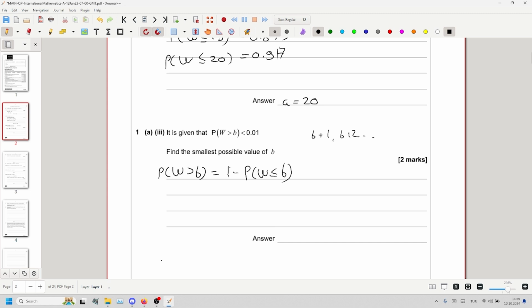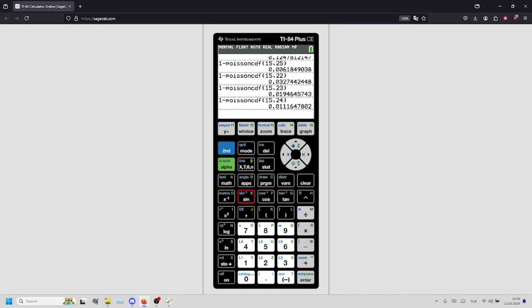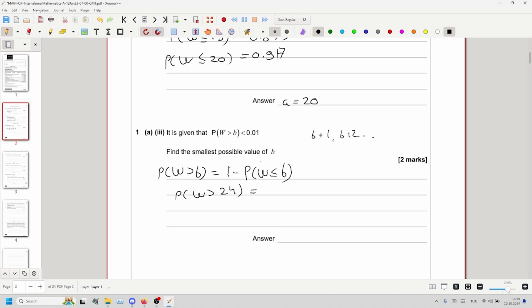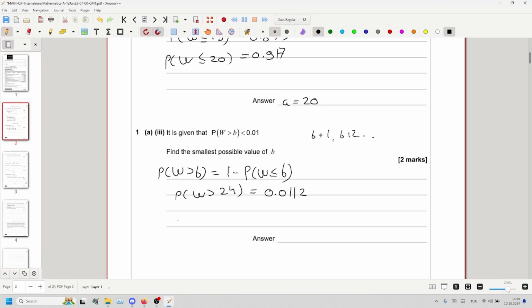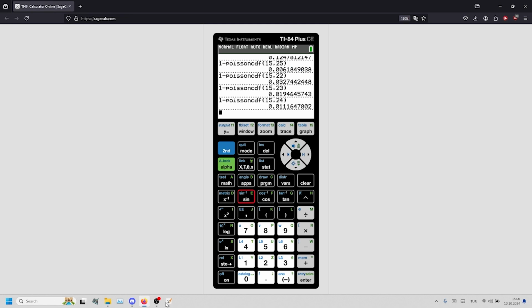So we saw that for b, the probability that W is greater than 24 is equal to 0.0112, so 3 significant figures, and the probability that W is greater than 25 is equal to 0.00618.